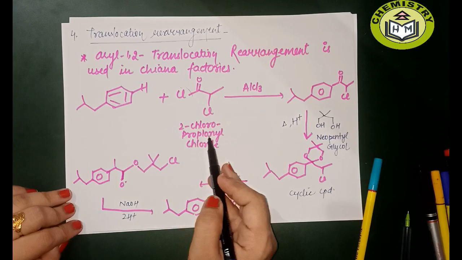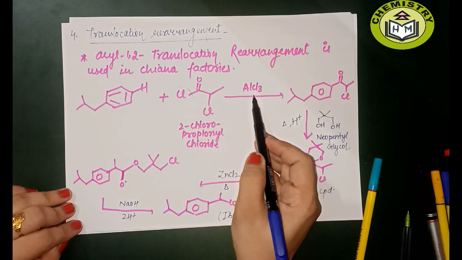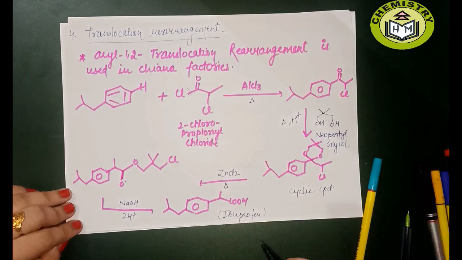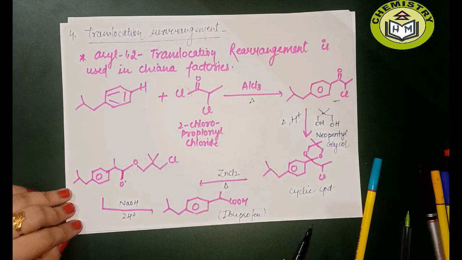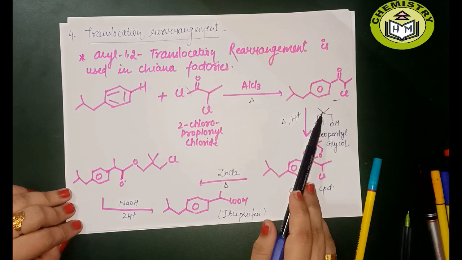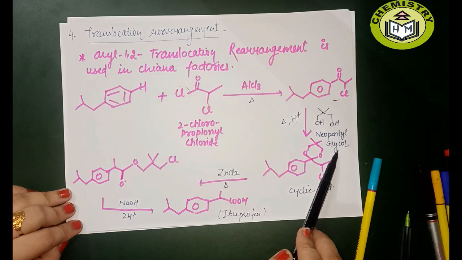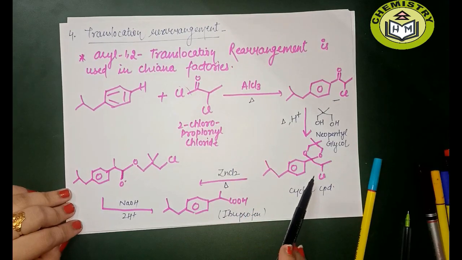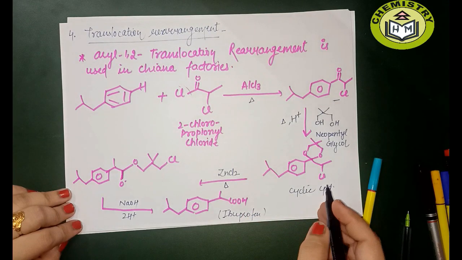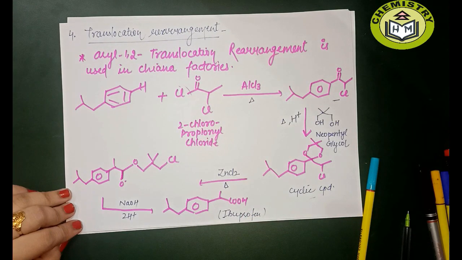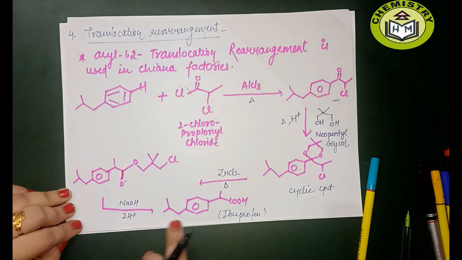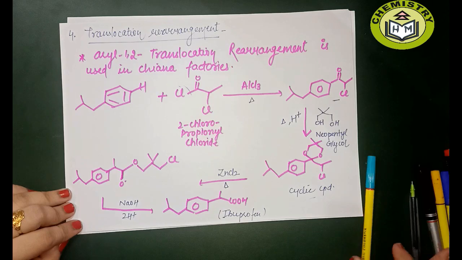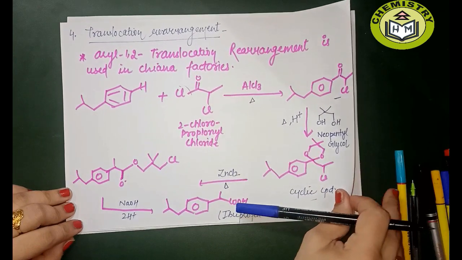It is reacting with 2-chloropropionyl chloride. AlCl3 is taken, Lewis acid is there, heating condition is there, and with loss of HCl we are getting this acylated product. Now, after this we have to take neopentyl glycol, right? After doing the reaction, we are getting a cyclic compound. This cyclic compound in the presence of ZnCl2 and NaOH gives us ibuprofen as end product, right?